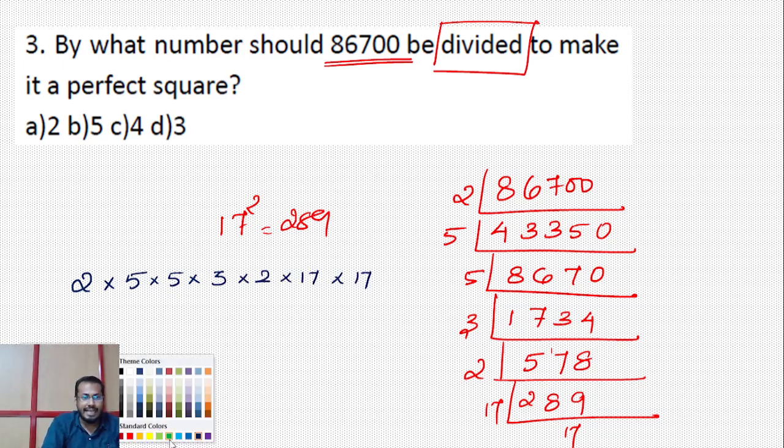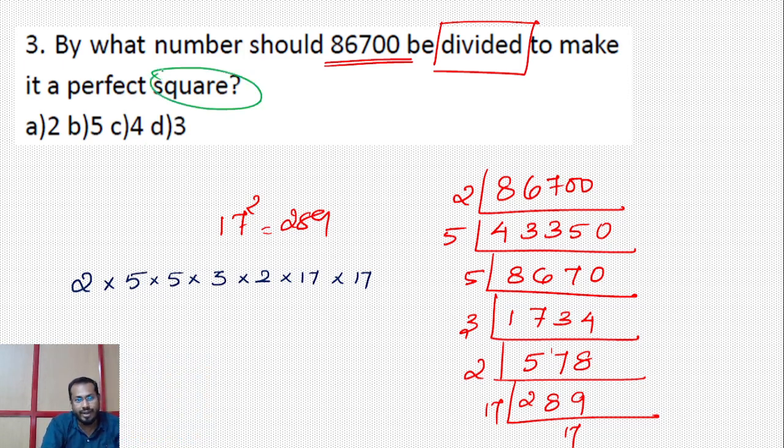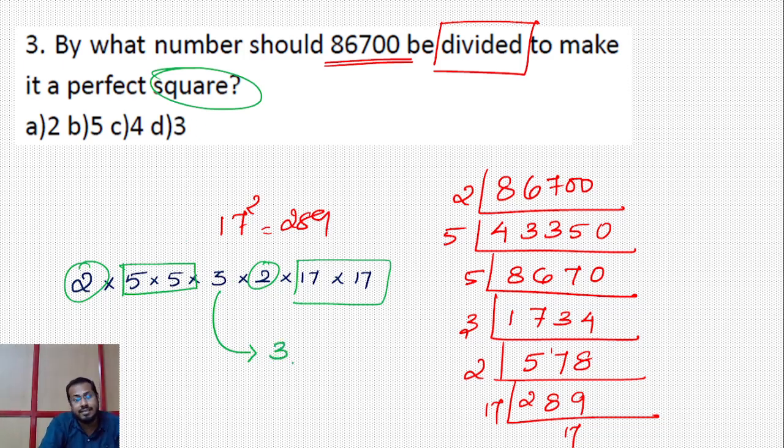Now if they are asking for perfect square, so take two digits. 5 into 5 is one set of square, 17 into 17 one set, and this 2 and this 2 is one set. So which one is remaining? 3 is remaining. Look at this. When 3 needs to be square, I want another 3. So this another 3 is the answer. Okay, if I multiply this value with 3, that value will be a perfect square. So 3 will be the answer.